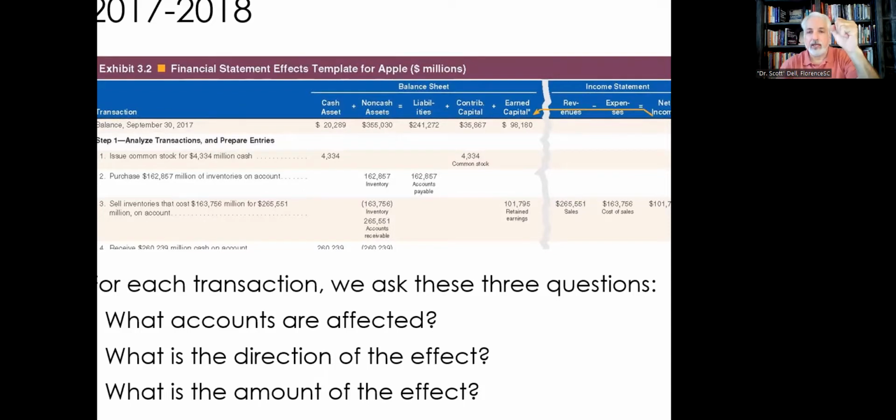Liabilities combined, and we'll separate between current and non-current as we go. Contributed capital, earned capital is a nice way to break it down. And then the income statement, we have revenues and expenses, and ultimately yielding our net income to go with that. And that's the big picture.